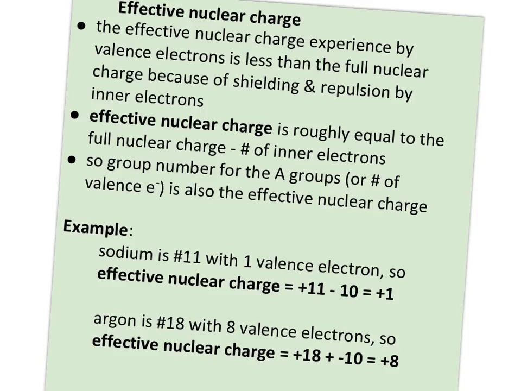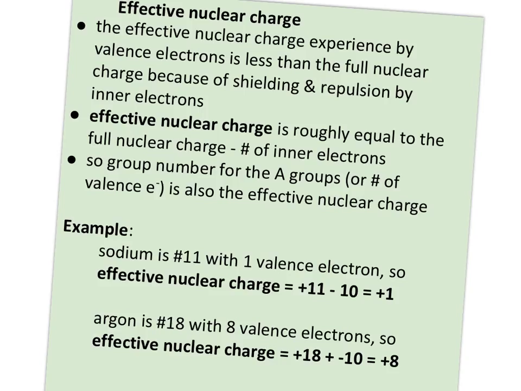So effective nuclear charge is the charge actually experienced by the valence electrons, and it's always less than the full nuclear charge, except for hydrogen and helium, which have no inner electrons, because of the shielding, and also there's some repulsion going on by the inner electrons. They're helping push those outer electrons even further away.